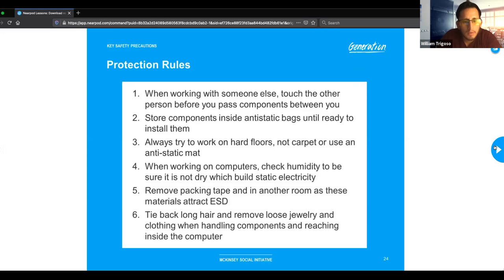Yes, Professor. Number 4, when working on computers, check humidity to be sure it is not dry, which builds up static electricity. There you go. So not too dry. Now, does that mean you would want to have humidifiers in your server room running full tilt, making sure it stays very humid so it doesn't get too dry? No, then it'd be too wet.